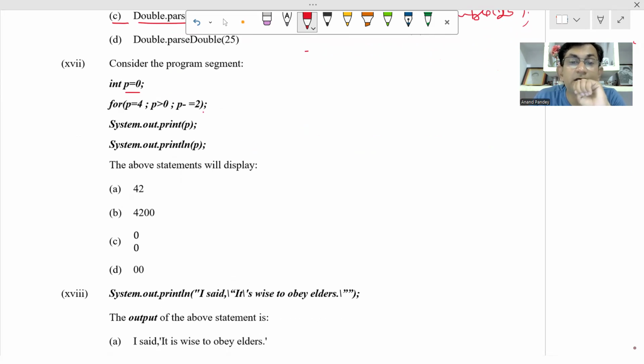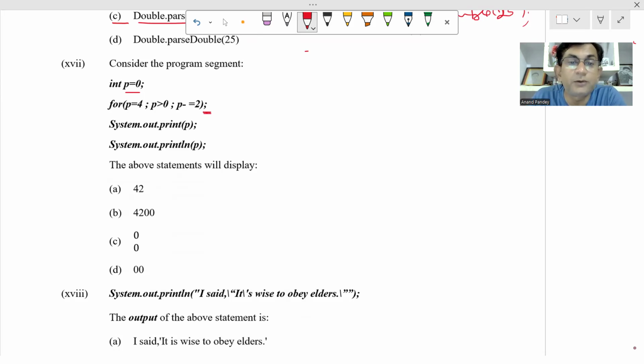Let me tell you about this semicolon. In programming, the semicolon is the most ignored symbol, but its importance is big. Do you know the meaning of semicolon? Semicolon is a full stop. If you have written a semicolon, it means you have terminated the statement there itself.